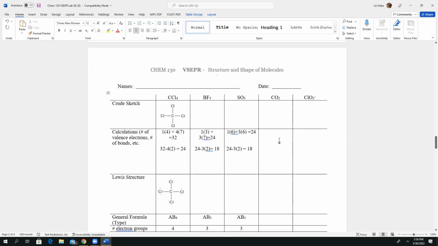Okay, let's do that one. Carbon, we have 1 carbon times 4, plus we have 2 oxygens times 6.